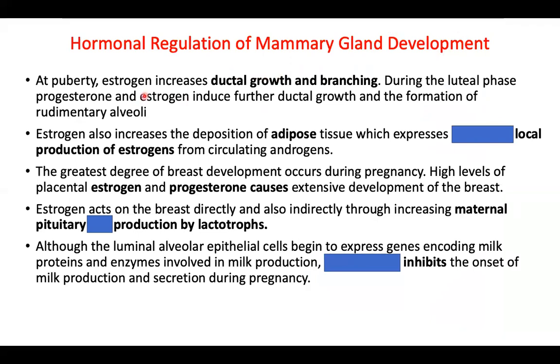Okay, estrogen is responsible for breast growth, basically ductal growth. I told you that adipose tissue also increases in the breast during pregnancy. What was the name of the enzyme that produces that local estrogen? Aromatase. Good job, guys. Okay, and then the last one, estrogen acts in the breast directly and also indirectly through increasing maternal pituitary production by lactotrophs of what hormone? Prolactin. Yeah, again, I really want you to know estrogen promotes prolactin. It's really, really important.